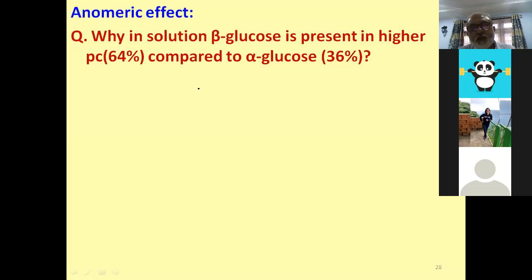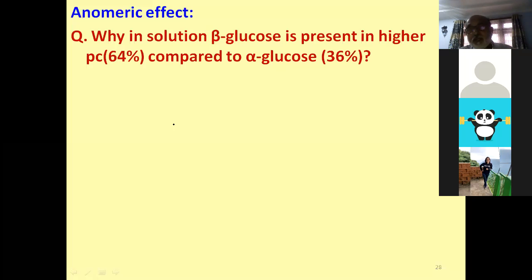Now the question is, why is it happening that way? Why is beta glucose present in a higher percentage, 64%, but alpha glucose in a lower percentage, only 36%? Can somebody explain this? Probably you know the answer by now, if you have studied this a little bit. Yes, somebody tell. Yes, sir. Okay, tell me.